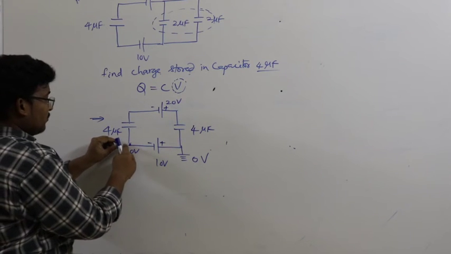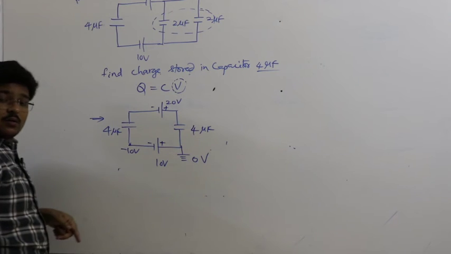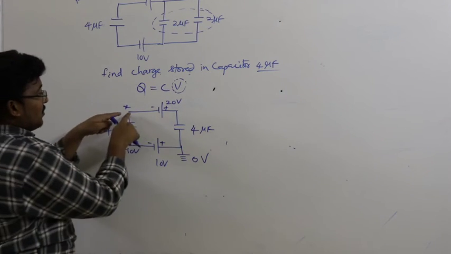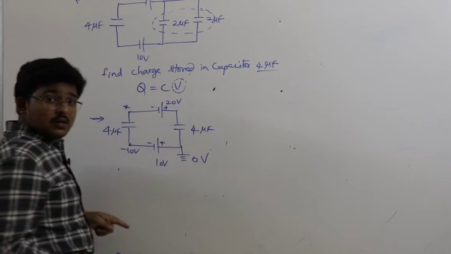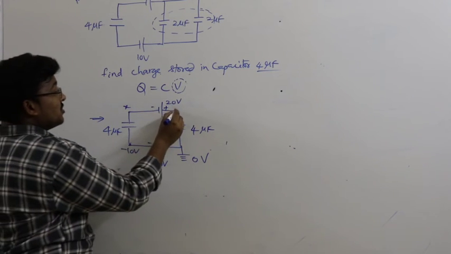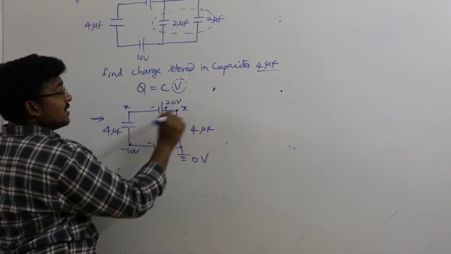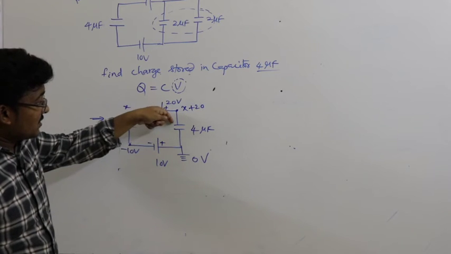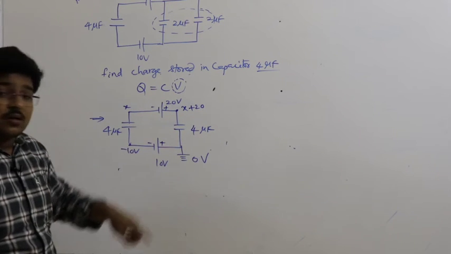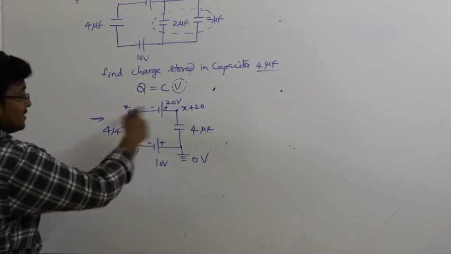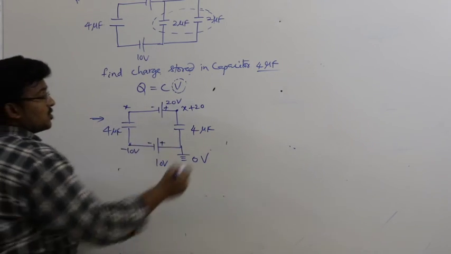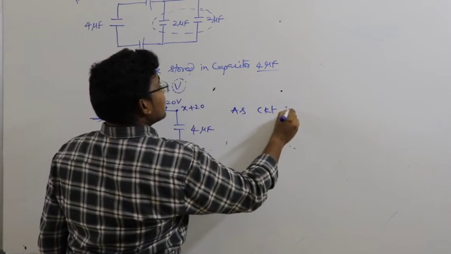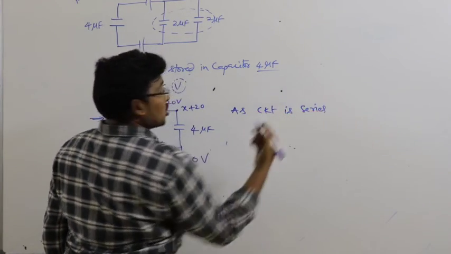Next, from this some drop will be there. Okay? Again some x you can take. Now from this x, minus to plus means gain, x plus 20, and from that x plus 20 something is dropped, so that you are getting 0. And as this is a series, charge is constant. As the circuit is series, charge is constant.